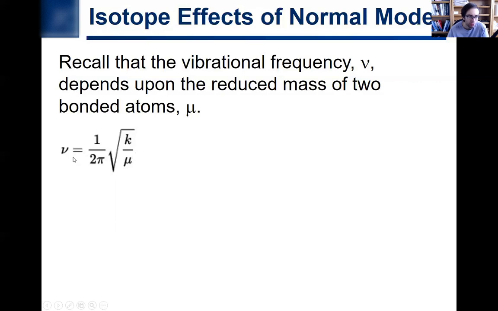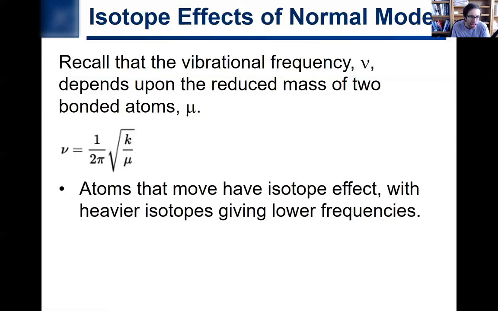So hopefully you've all seen this formula before, where the vibrational frequency nu is equal to 1 over 2 pi times the square root of k, which is the force constant, or spring constant, divided by mu, which is the reduced mass, right? And so heavier atoms will give rise to lower frequency, because mu is in the denominator. And k is staying basically the same when you change to a different isotope.